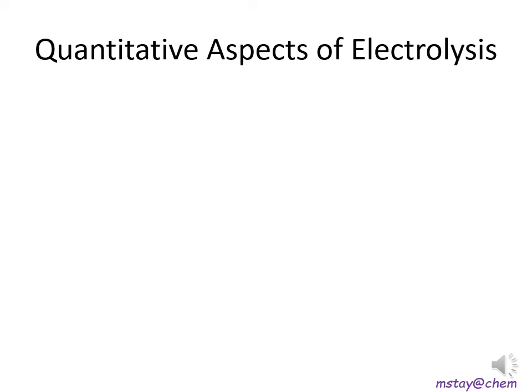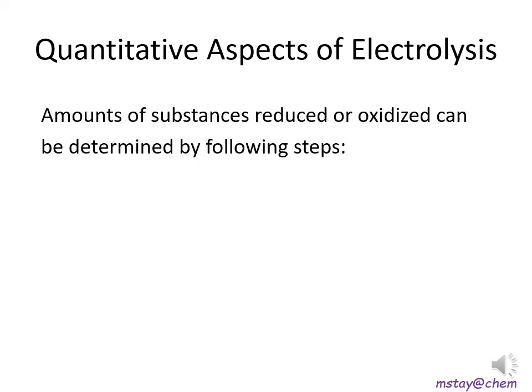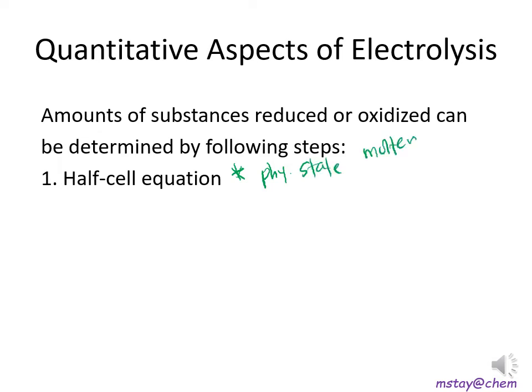Now let's look at the working steps if the question involves the quantitative part of electrolysis. First, we always have to write down the half-cell equation. When you write the half-cell equation, please take note of the physical state. If the question says the electrolyte is molten, the physical state is liquid. If they say it is a solution, then the physical state will be aqueous.